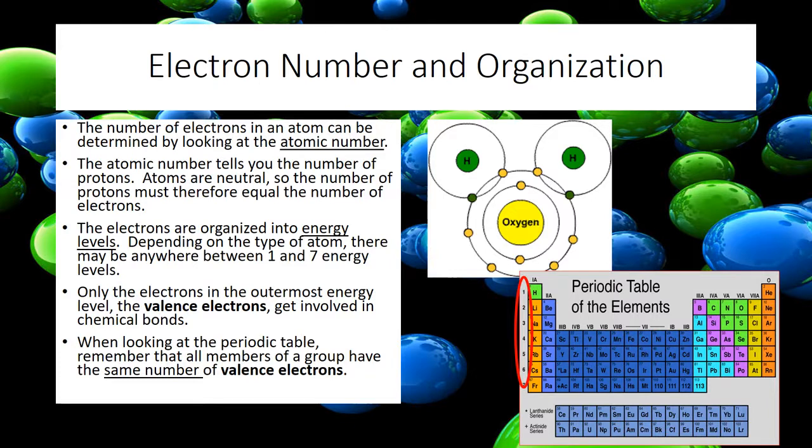Only the electrons in the outermost energy level, the valence electrons, get involved in chemical bonds. When looking at the periodic table, remember that all members of a group have the same number of valence electrons. So all members of group 17, shown here, have 7 valence electrons. This should be a review from what we studied in class in chapters 11 and 12.